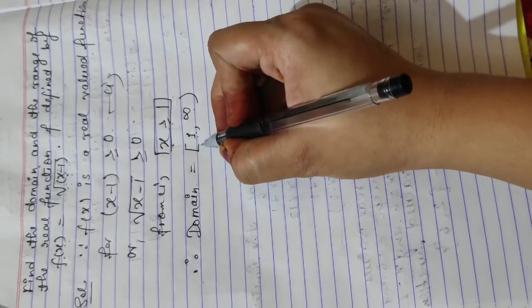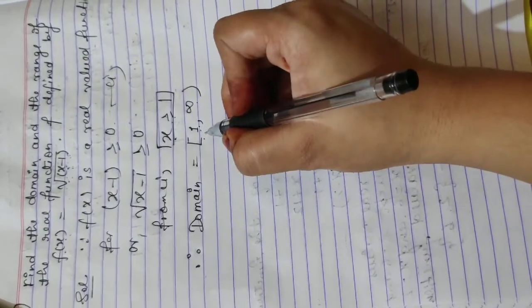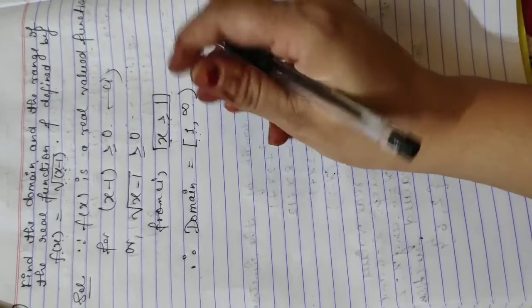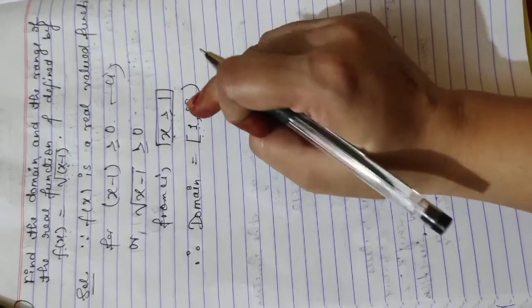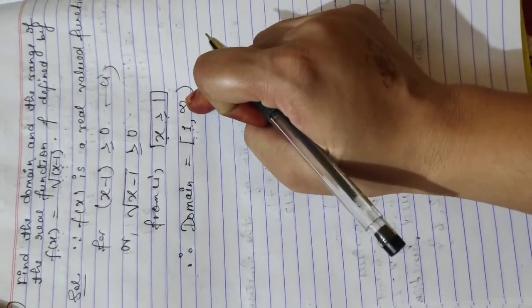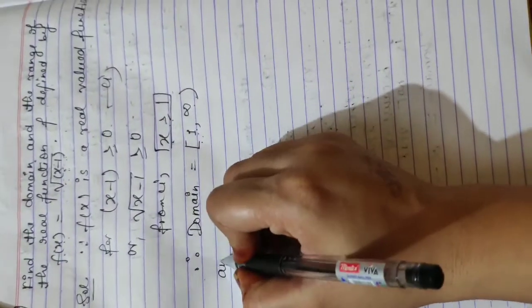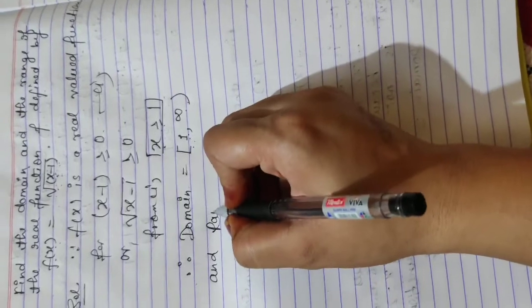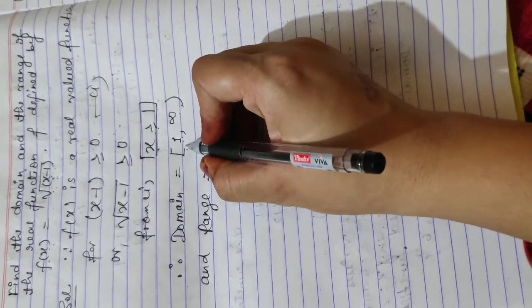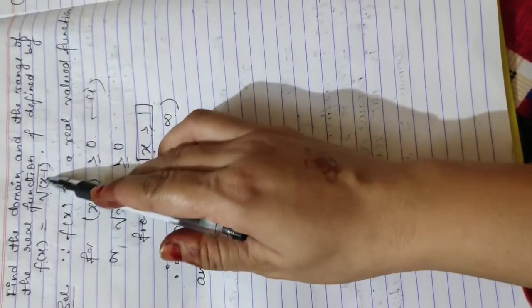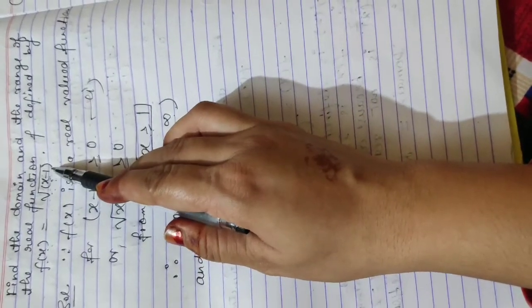That means we are putting it in the semi-closed interval. We can put 1, but we can't put infinity. So the domain of the given function is 1 to infinity, right? And the range you can find if you put the value x equals 1 in the given function. What will be the value of the function?